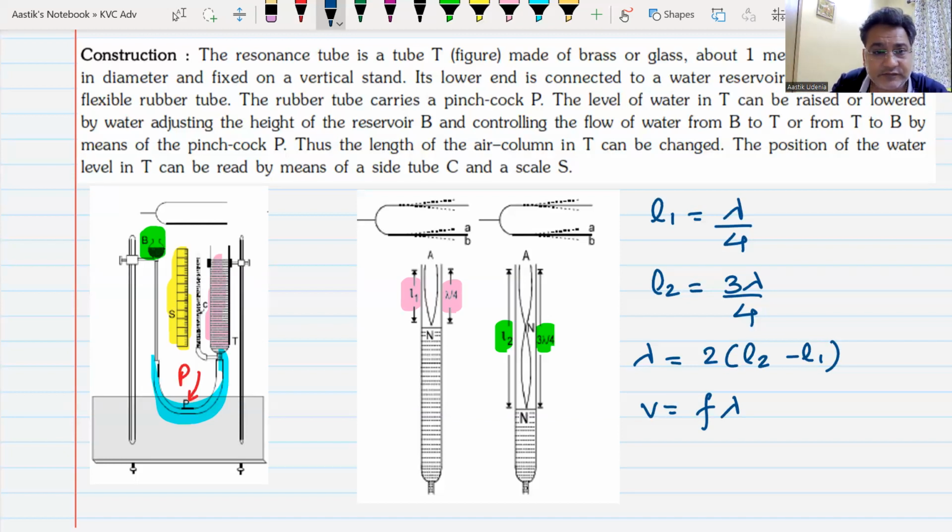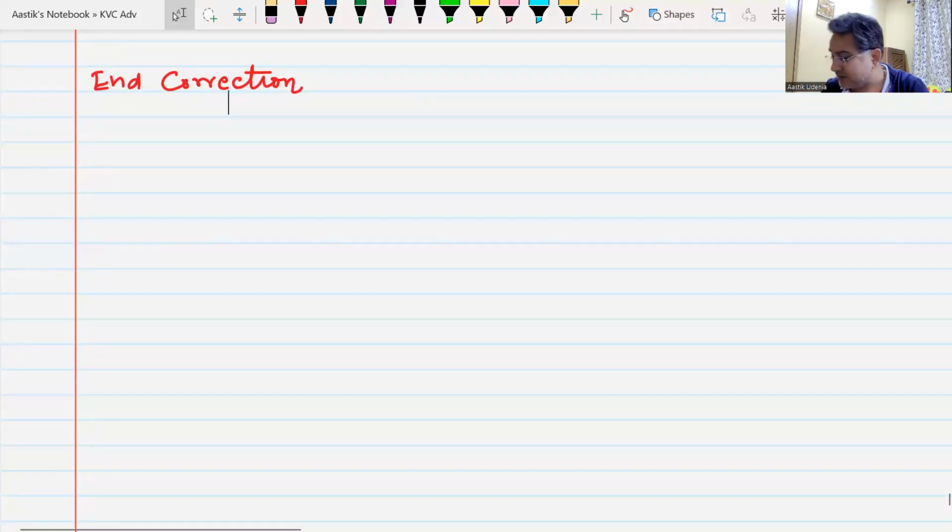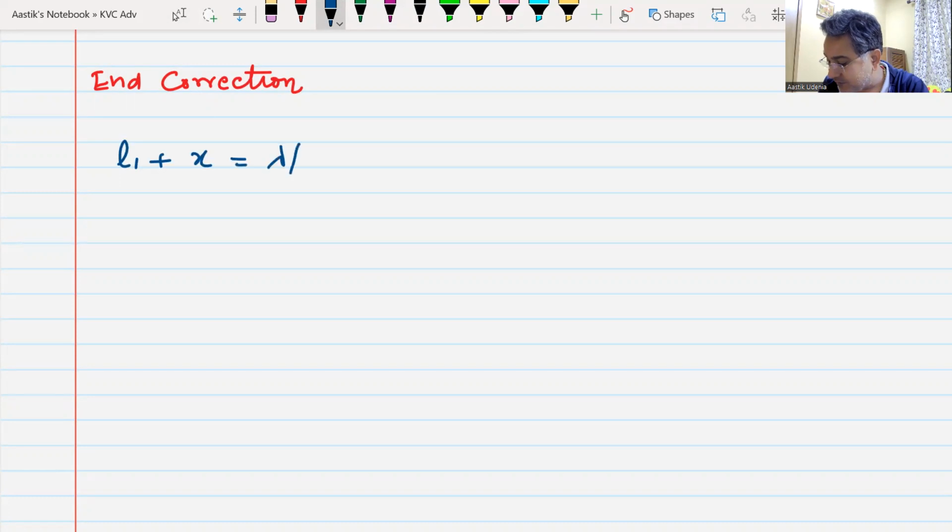Now sometimes this resonance tube is given with end correction, so you have to also find the end correction. Do not worry, nothing happens. If this is with the end correction, L1 plus X, which is your end correction, will become lambda by 4, and L2 plus X will become 3 lambda by 4.